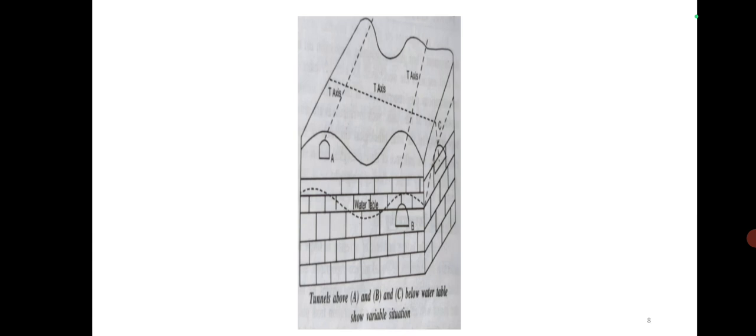Whereas if you are selecting the tunnel alignment as shown in B, B means the tunnel is partly above and partly below the water table. So here lining and proper drainage need to be provided, and then only it becomes safe. Whereas if a tunnel is completely lying below the water table as seen in C, it is not at all preferred, because such tunnels will be highly unsafe.